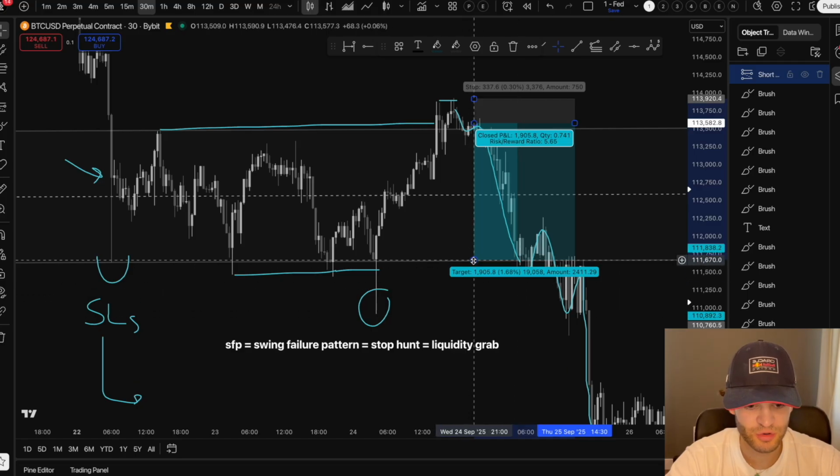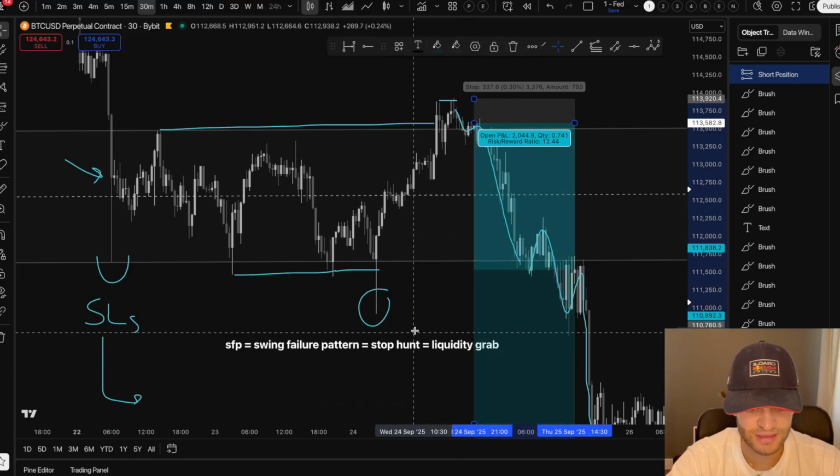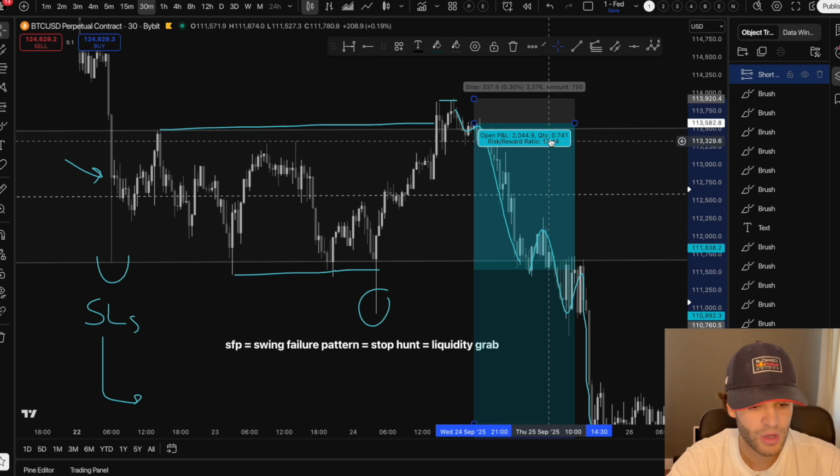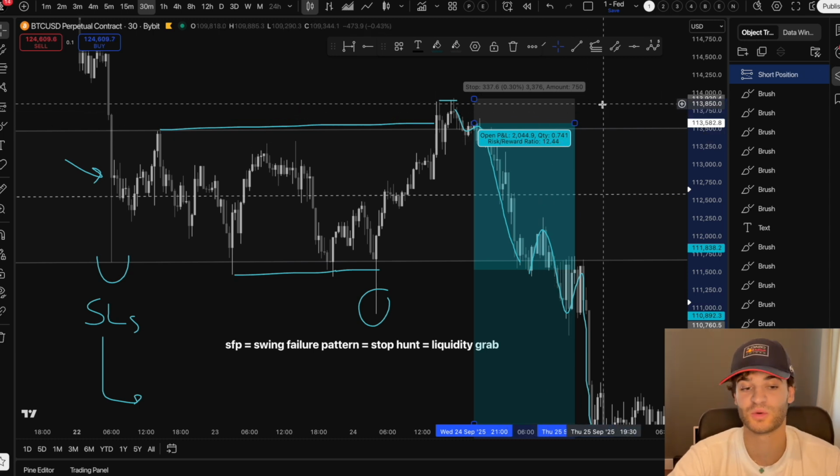But if this range is broken, these can develop into very, very nice swing trades, which can even result to 1 to 12, 1 to 15, 1 to 20. I've had crazy trades thanks to this method.